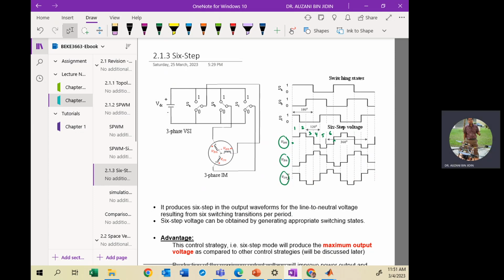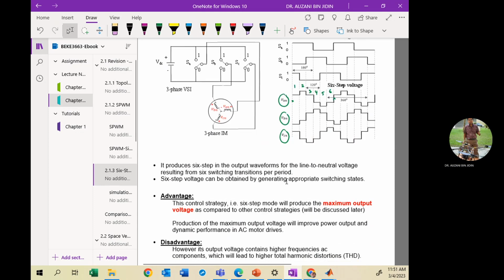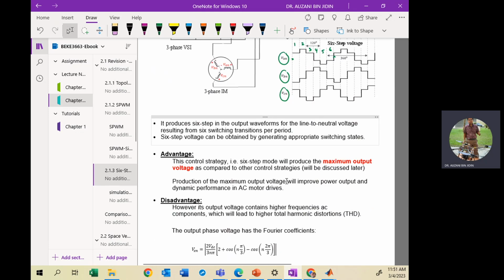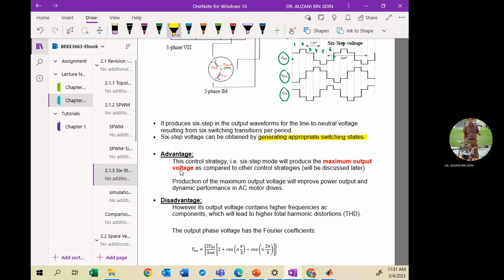It will produce the same frequency, same amplitude, but different phase. VAN starts at 0 degrees. For B phase, it is delayed by 120 degrees, then phase C, 240. Okay, by applying the 6-step, you can produce the 6-step voltage by generating the appropriate switching states. The advantage of using this technique is that it can produce the maximum output voltage.